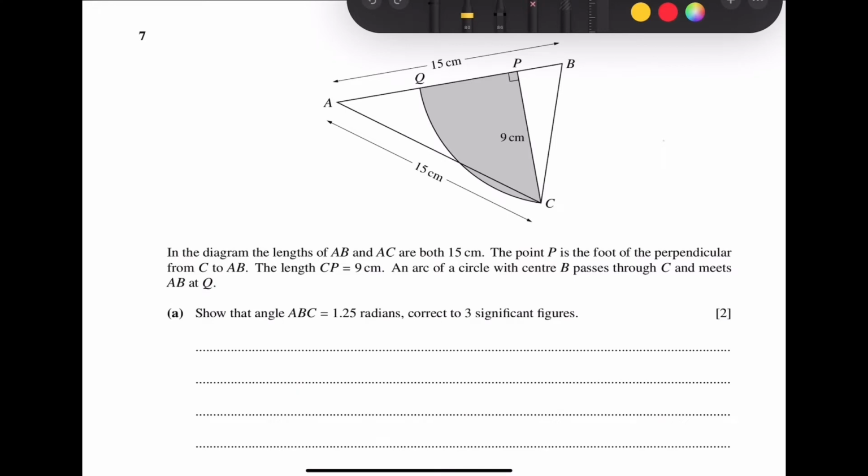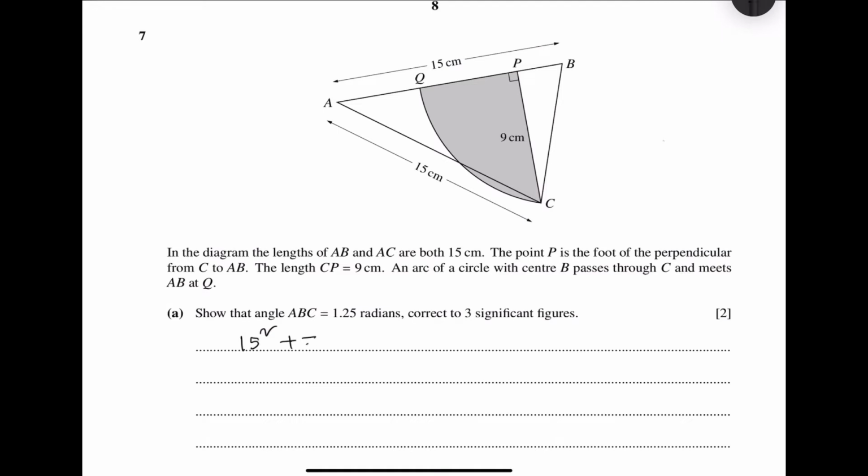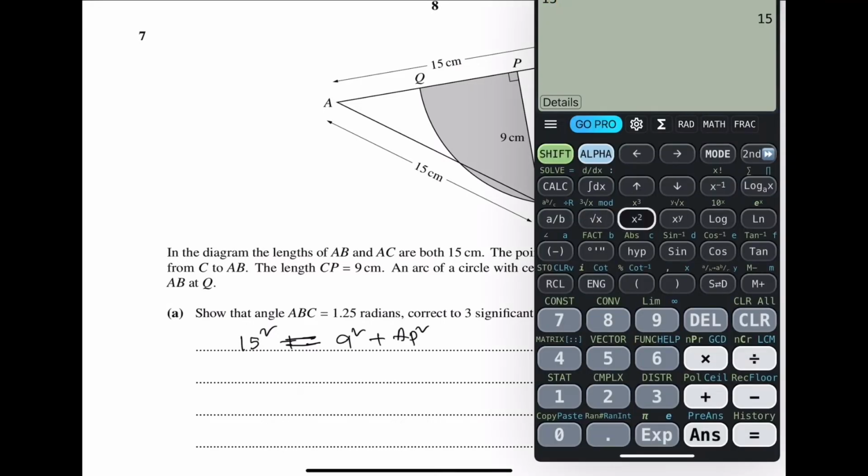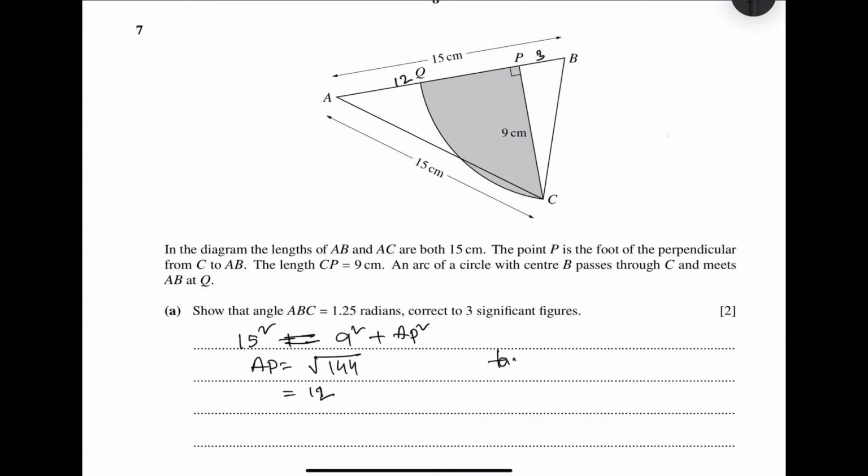1.25. So 15 squared equals 9 squared plus AP squared. 15 squared minus 9 squared equals 144. That means AP equals root over 144. So AP equals 12. Tan angle ABC equals opposite by adjacent, I mean 9 by 3.